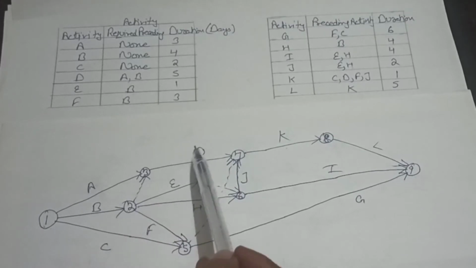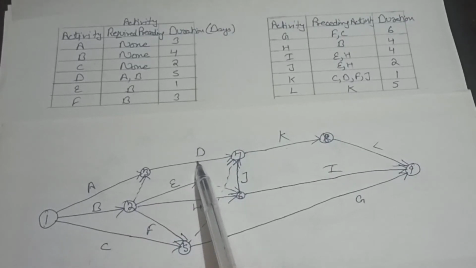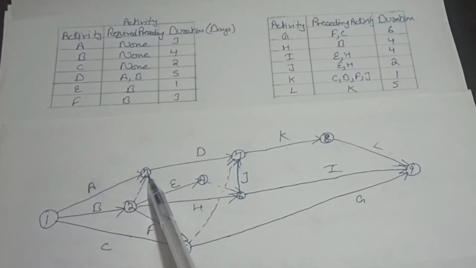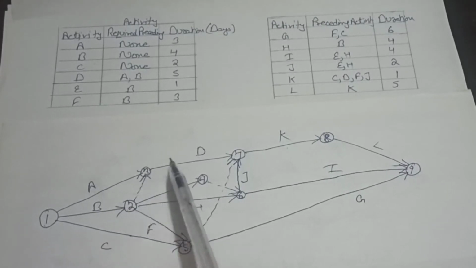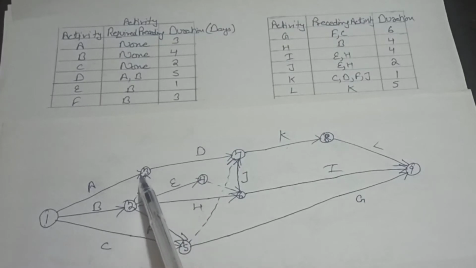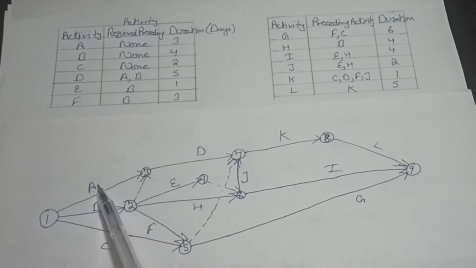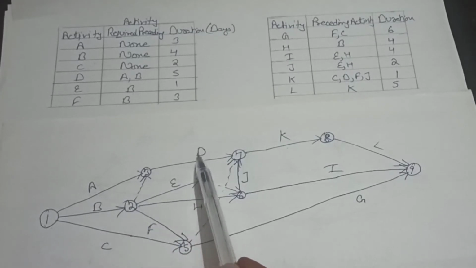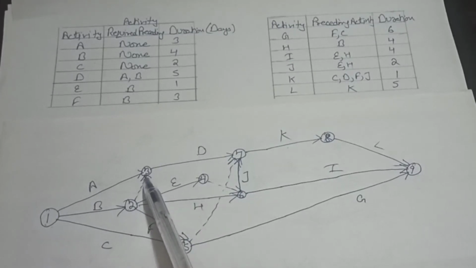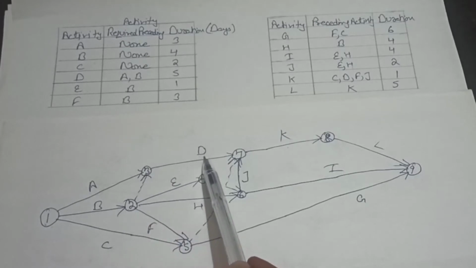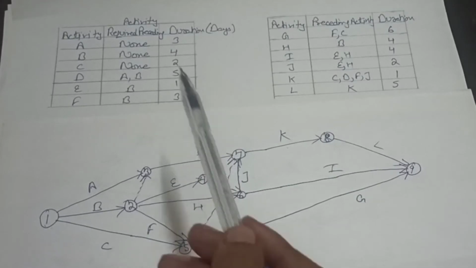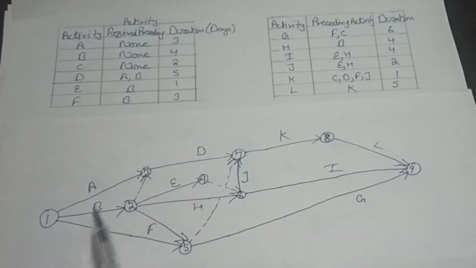Like this, the third activity, D activity. This is the ending node for A activity, but this is the starting node for D activity. And this is the head event for A activity because A activity ends here, but D activity starts here, so this is the tail event for D activity. Like this, this is the ending node and head event for D activity. All nodes are like this.